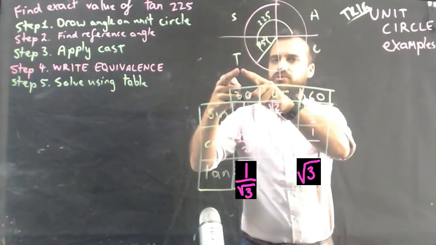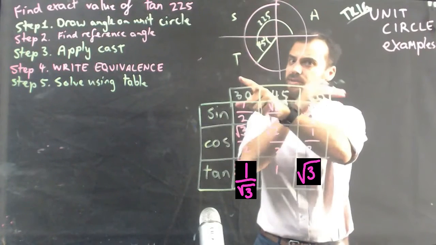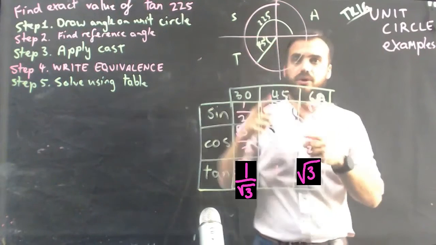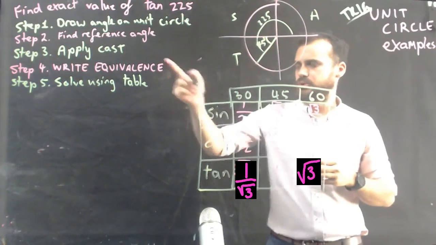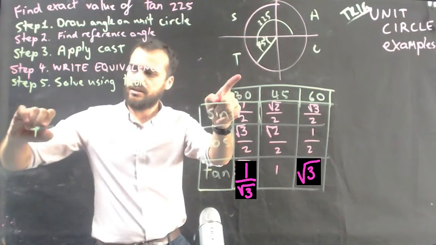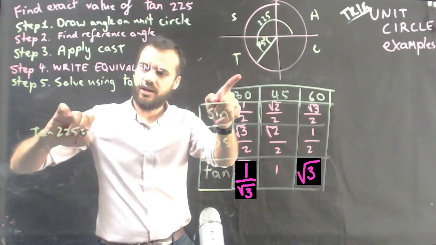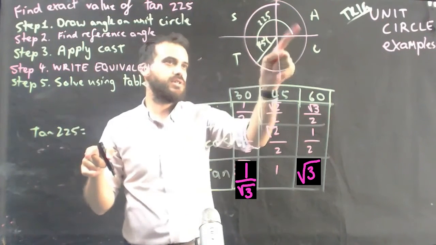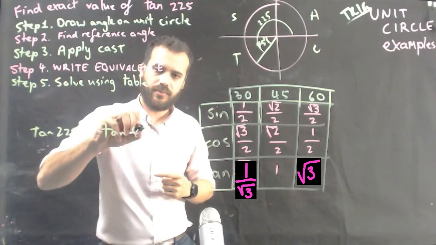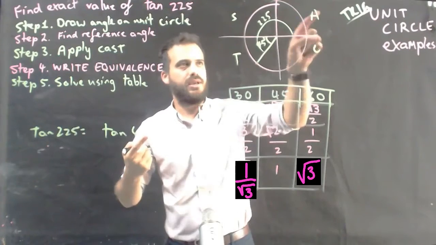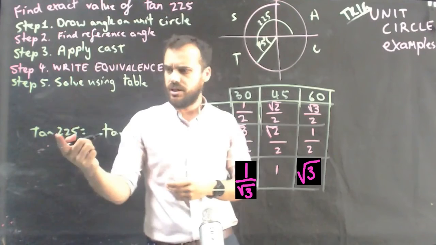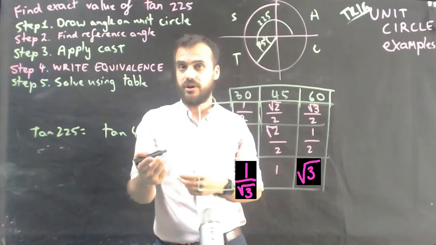I'm in the tan quadrant, so any tan answers are going to be positive and anything else is going to be negative. Oh, tan. Okay, so I know that this answer is going to be positive. Step 4, write the equivalence. Okay, coming over here, we're doing tan 225, and we know that tan 225 is going to be equivalent to tan 45, but positive or negative. C-A-S-T, we're in the tan quadrant, therefore it must be positive. So tan 225 is equal to tan 45.